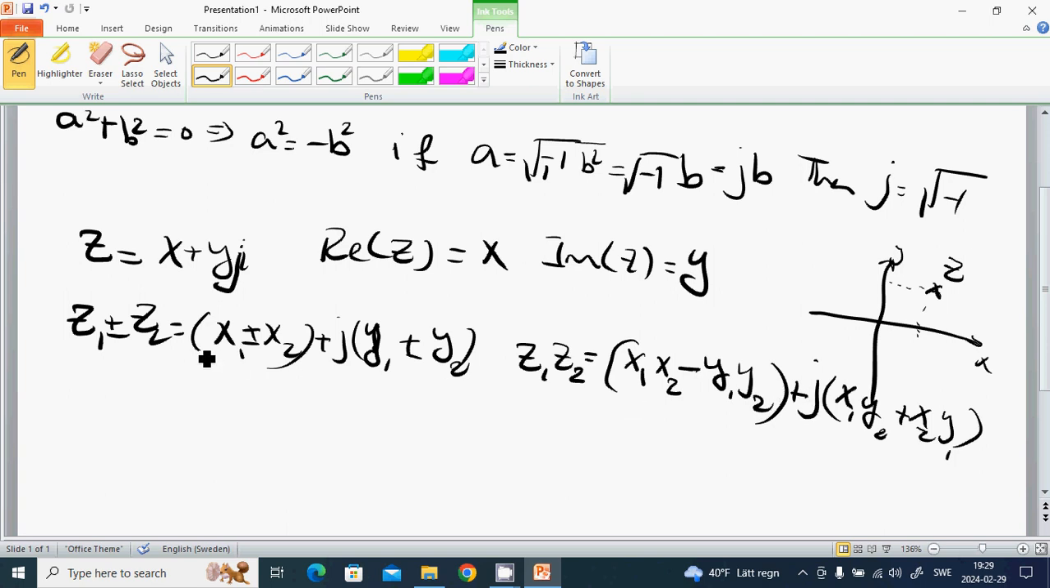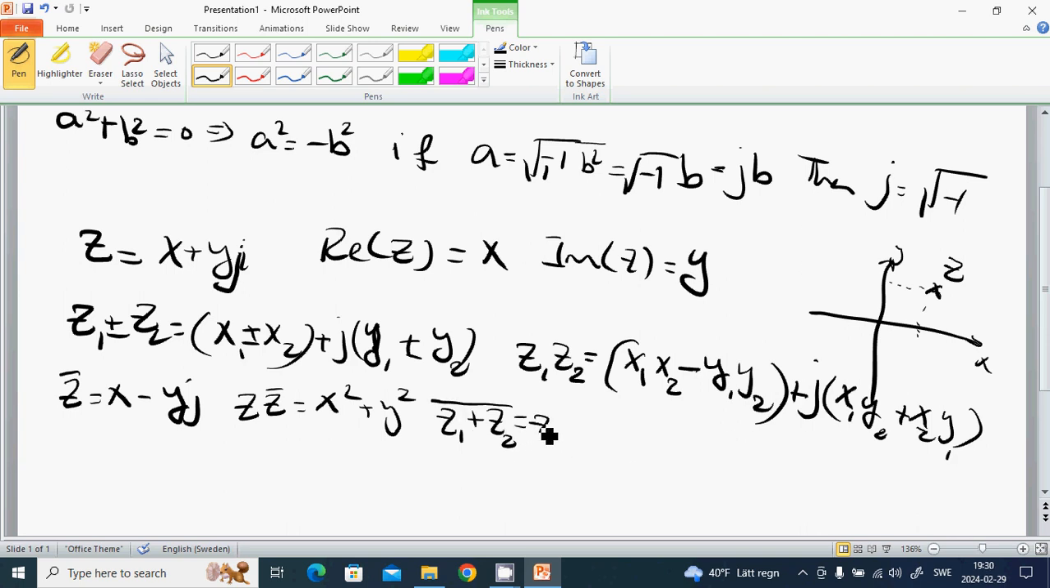And we define the z conjugate as x - yj. And this one is the conjugate. Z bar is the conjugate of z. Then we can see that z z bar is x² + y². And also (z1 + z2) bar equals z1 bar + z2 bar. And (z1 z2) bar is z1 bar multiplied by z2 bar.